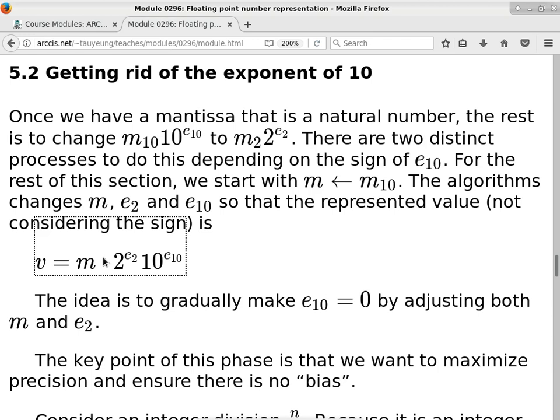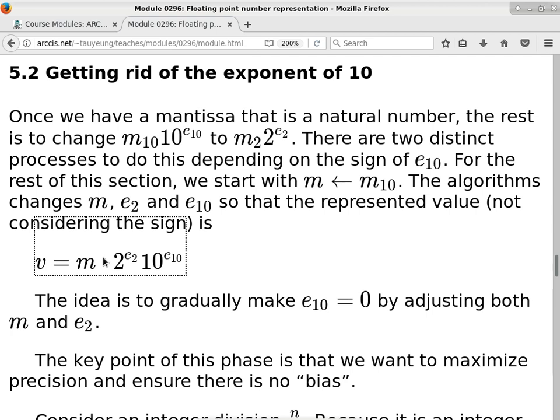But the power or the magnitude is now determined by two components. There's an E2, and we have 2 to the power of E2, and there's also E10, and then we have the magnitude of 10 to the power of E10. So these two exponents combined with this M is going to be the value that we want to represent. So we want to change so that eventually E10 becomes 0, and we are only going to use E2. This M would eventually become M2. Is that idea okay? Does everybody understand where we are heading, what we are trying to accomplish?